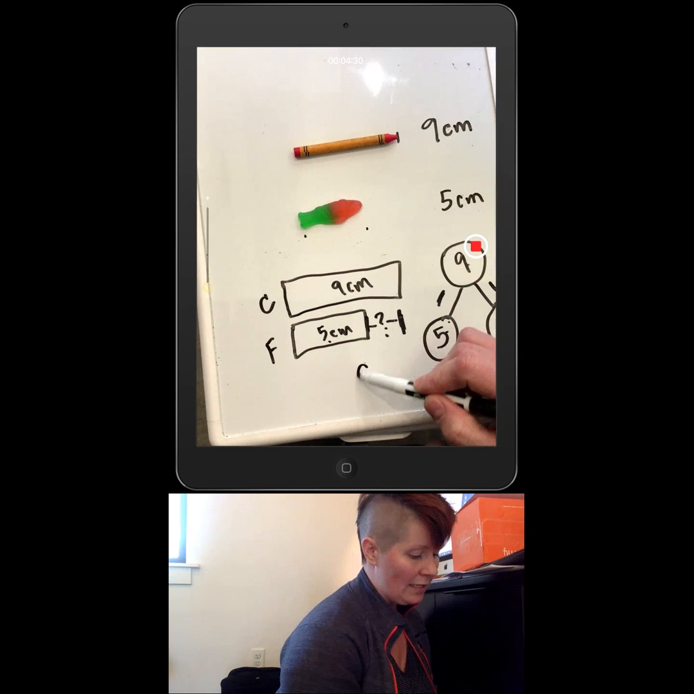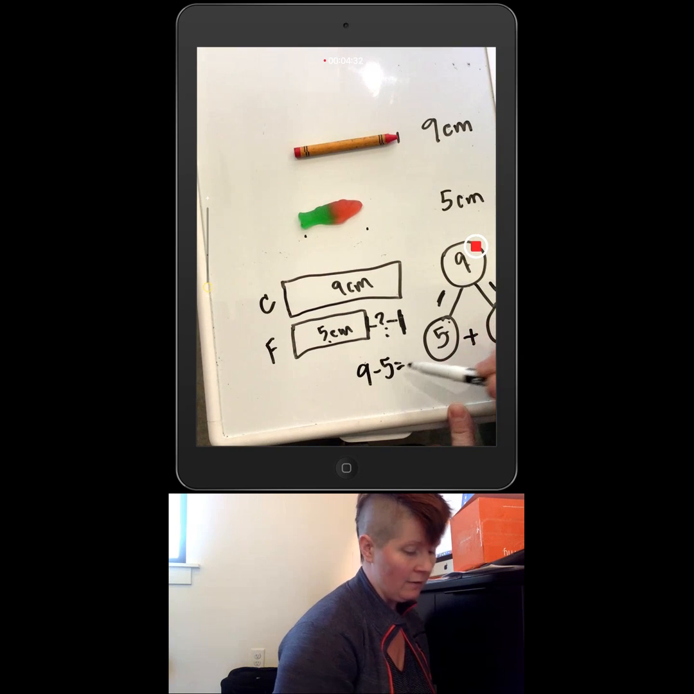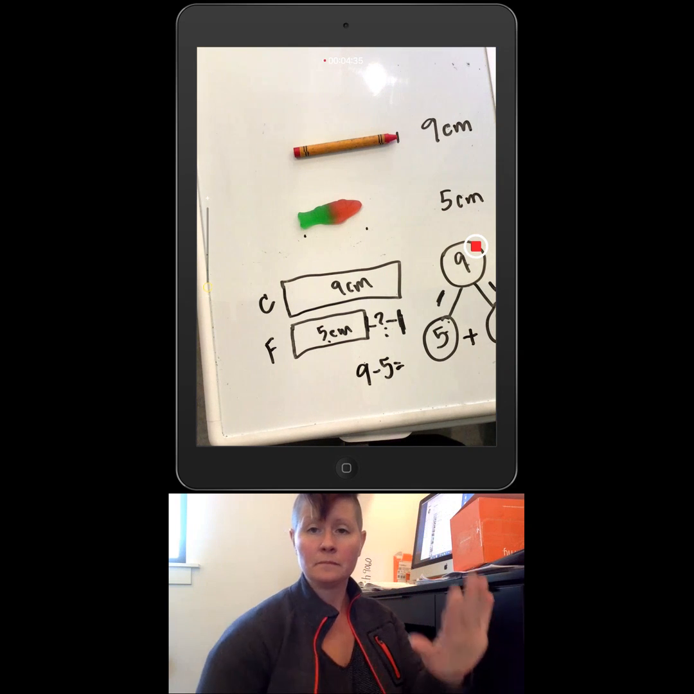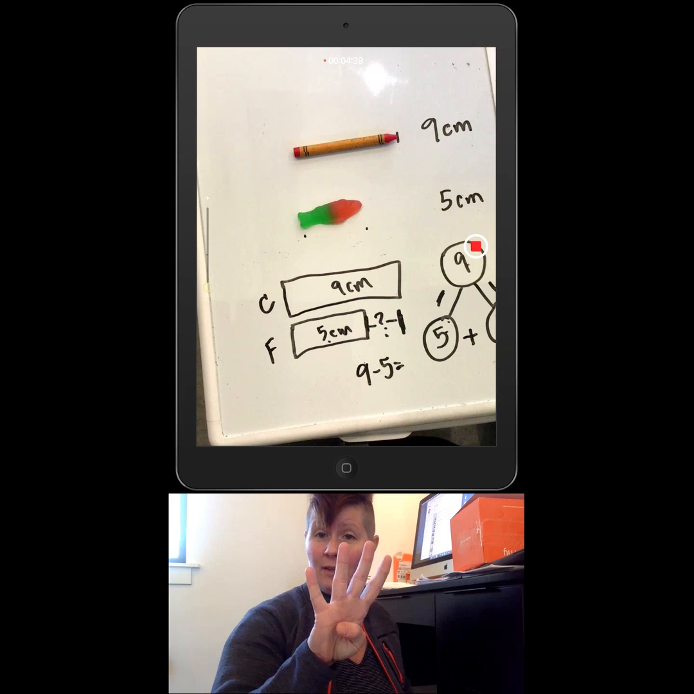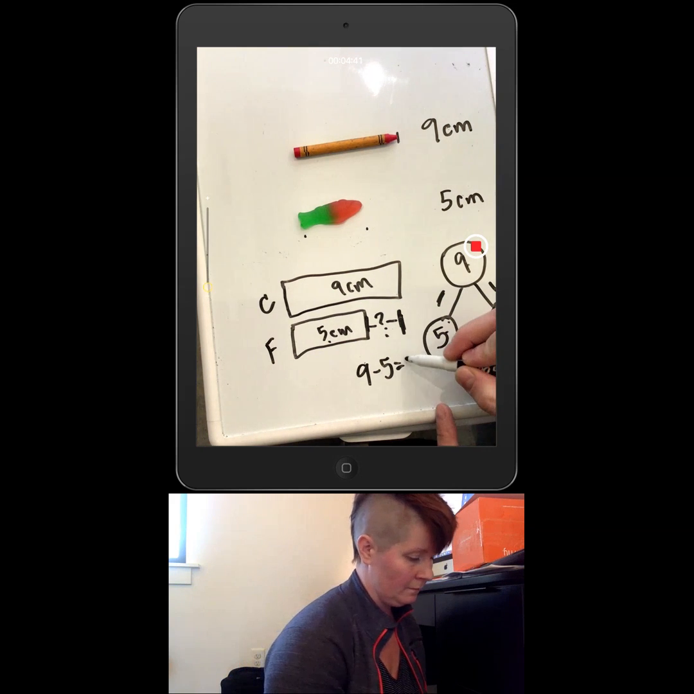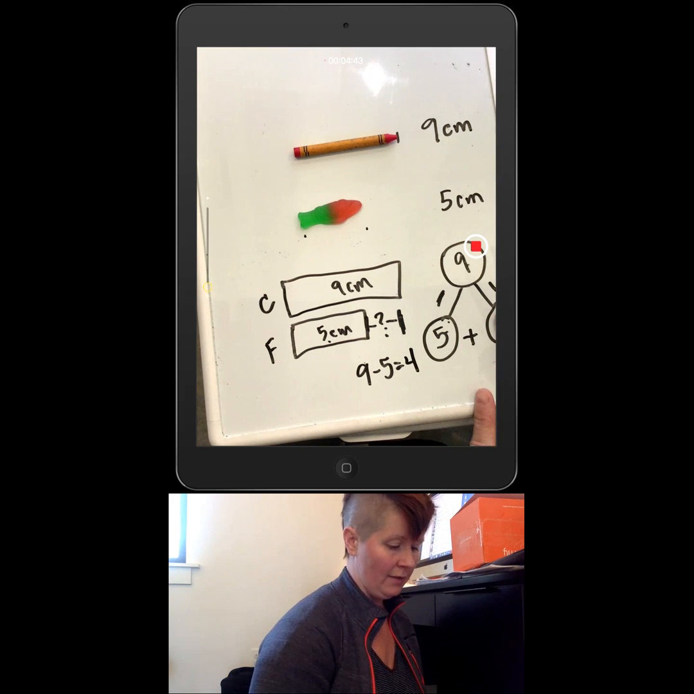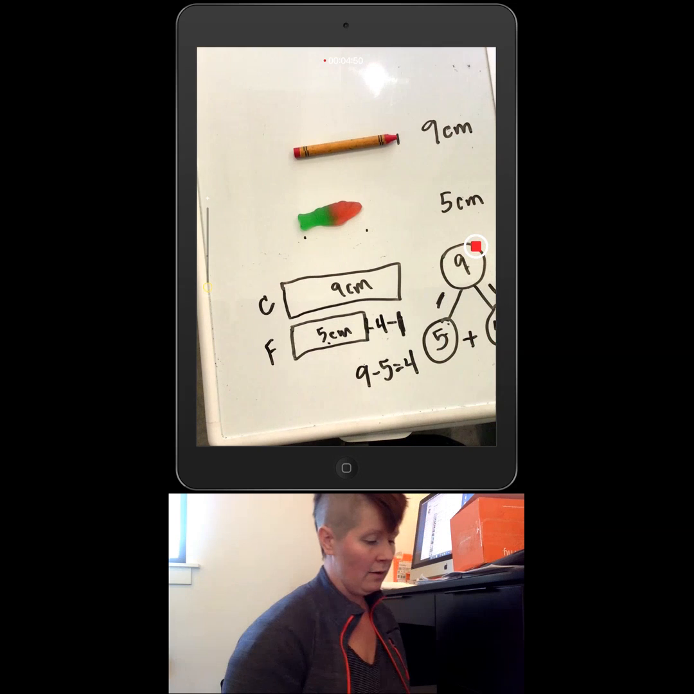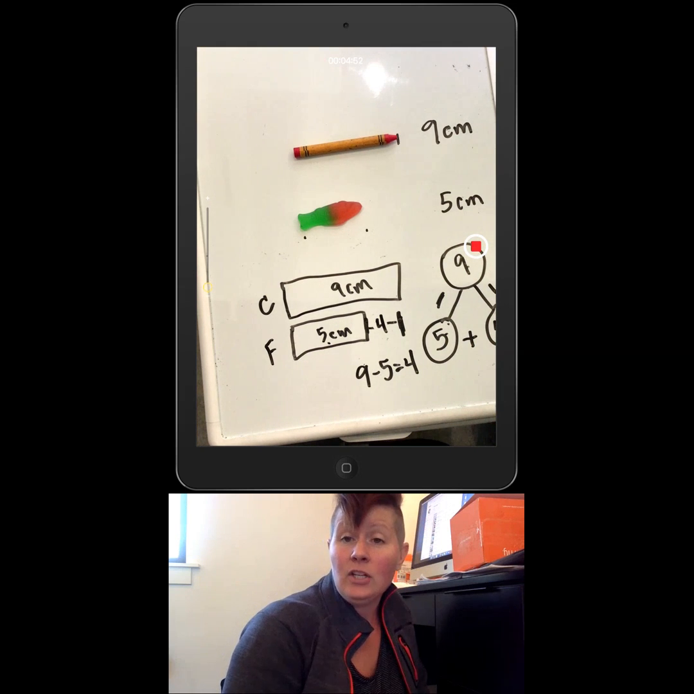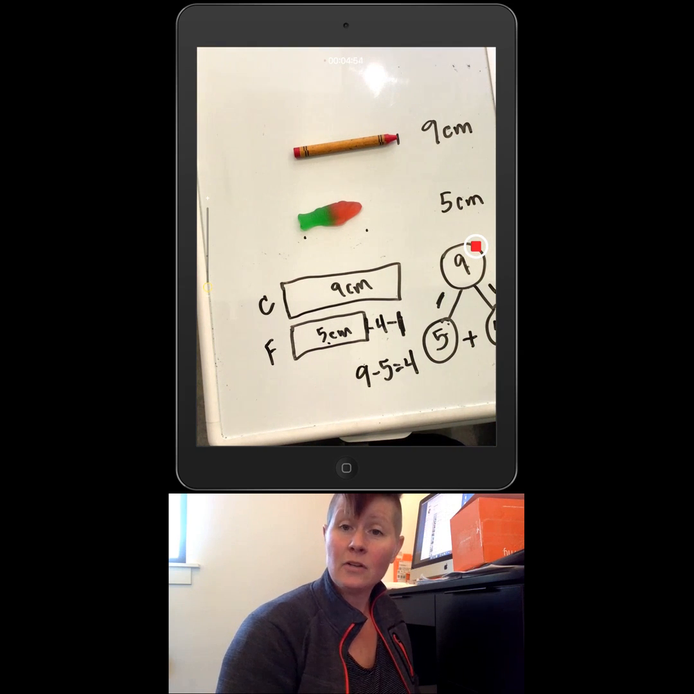So if I were to subtract 9 minus 5, you could actually do, that's a finger one. So I have 9, and I'm taking away 5. How many do I have left? 4. So I know now this isn't in question anymore. I know that this is 4. And this also is not in question. I know that this is 4. So I can now say that the fish is 4 centimeters shorter than the crayon.